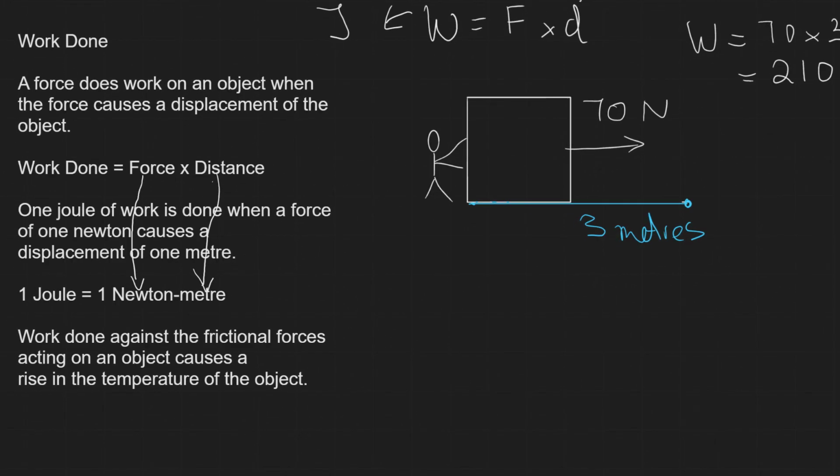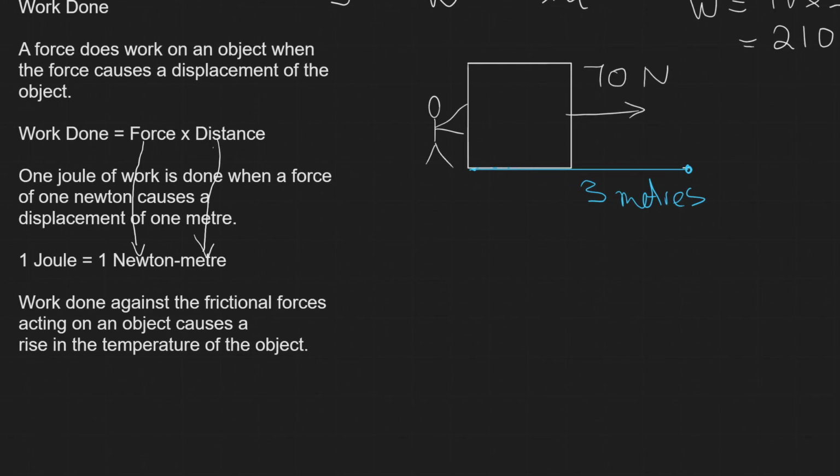Work done against the frictional forces actually causes a rise in the temperature of an object. So if you have loads of air resistance or friction, this will actually make the surface of the object increase its temperature. Kind of like a space shuttle, for instance, going back to the Earth, all that resistance forces will cause its temperature to rise.